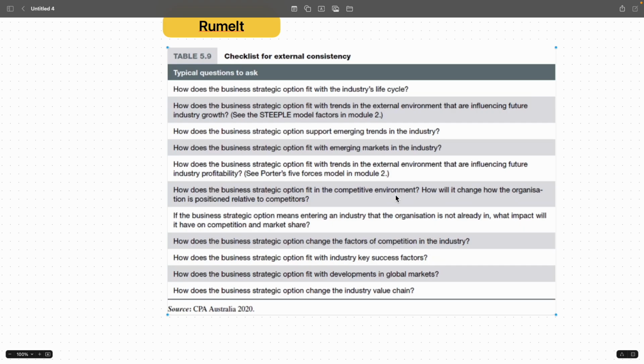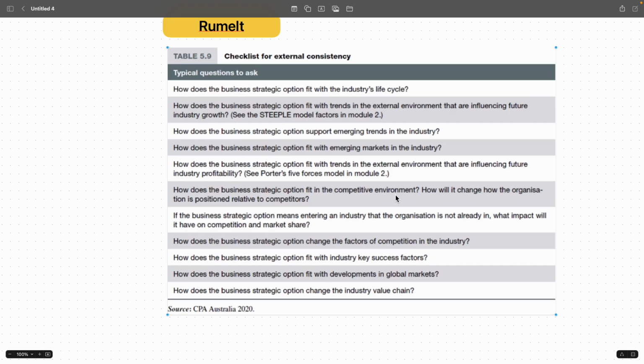So those are all what we can say current emerging trends, correct? Okay. How does the option fit with the trend of the external environment? Okay, then you've got the industry. So this is your Porter's Five Forces. How does the option fit with the competitive environment, your competitors, how you fit against them?